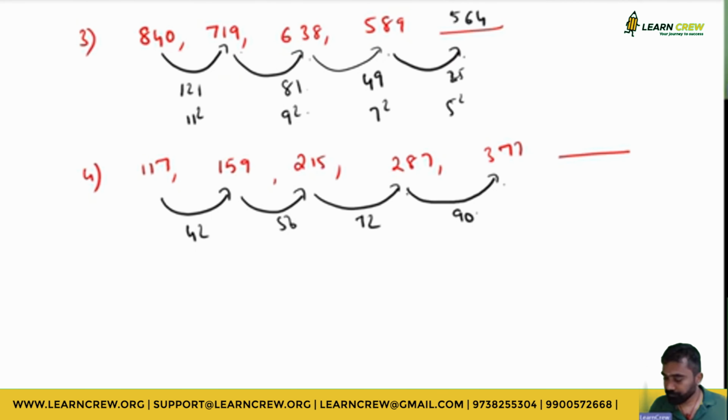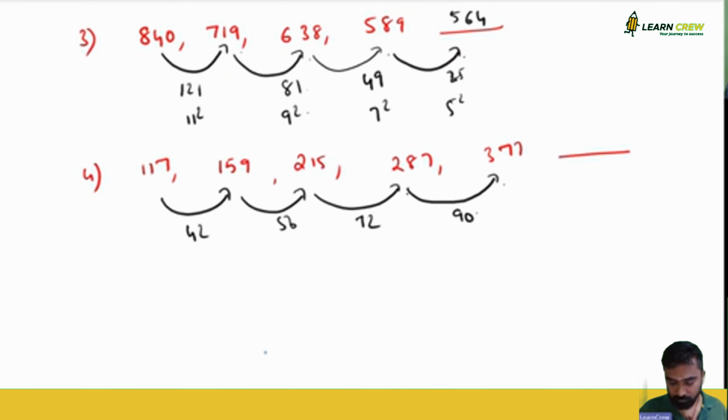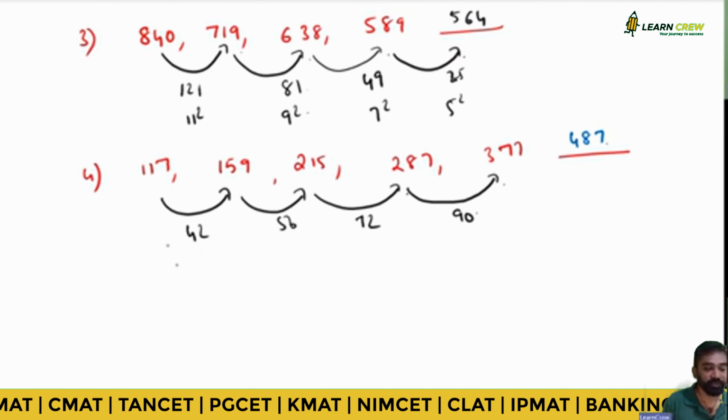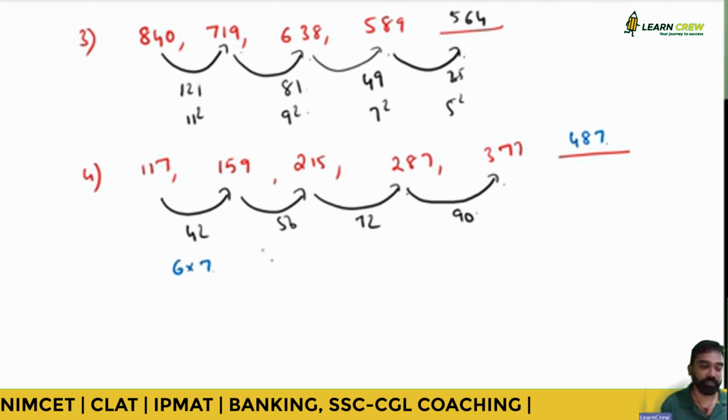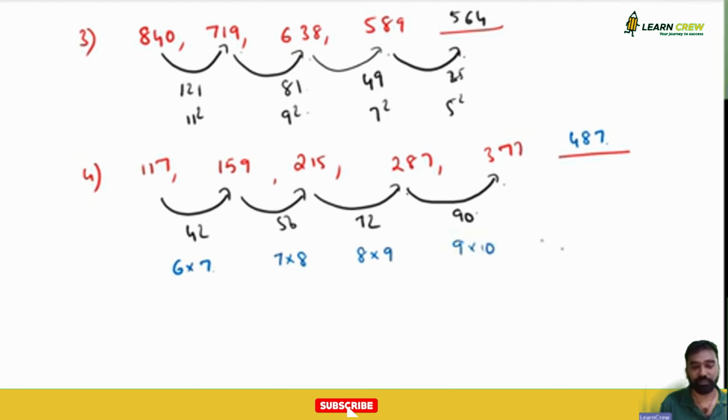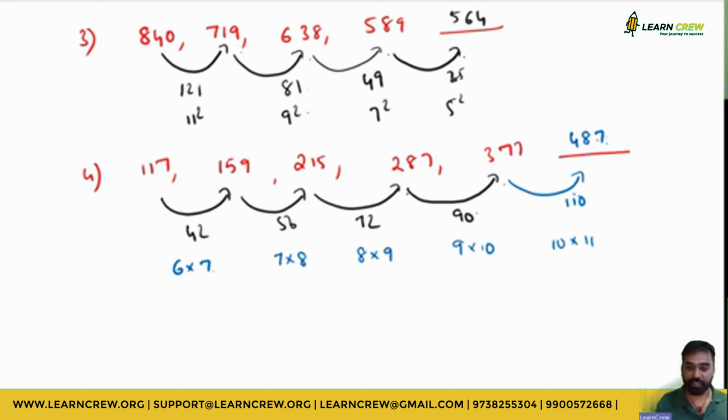Quick answer. 1487. Okay, so which method did you use? Double difference. Apart from double difference, can you think of anything else? This can be 6 into 7, this can be 7 into 8, this one 8 into 9, this one 9 into 10. Obviously, the next one is going to be 10 into 11. This is nothing but 110. So 377 plus 110 is going to give you this answer.